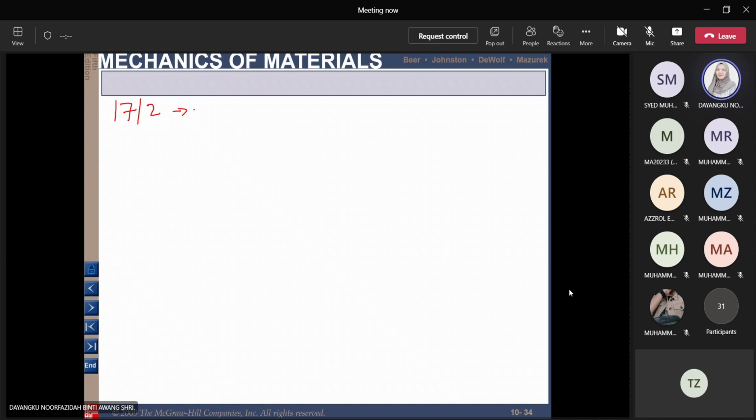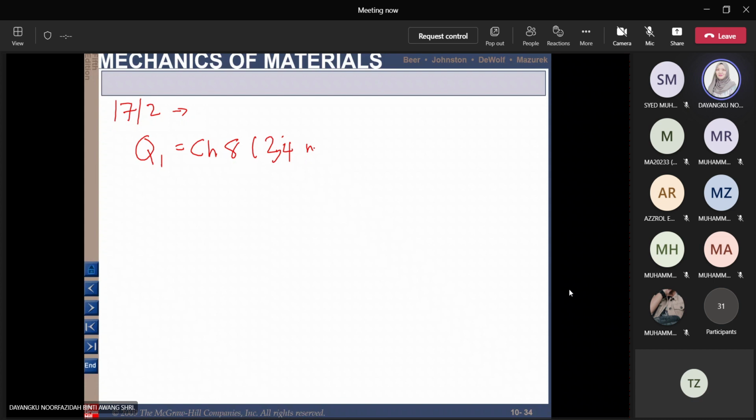Okay, so basically the format is the same as your previous one. So we will have 3 questions. Okay, so question 1 is from chapter 8 and this is around 34 marks. Okay, so chapter 8 is combined loading.